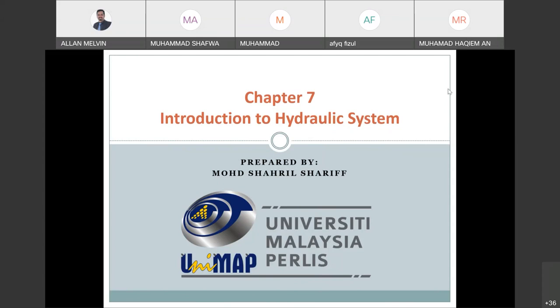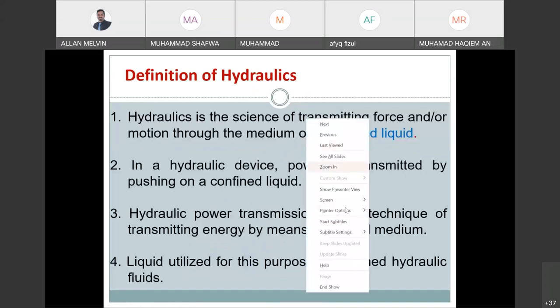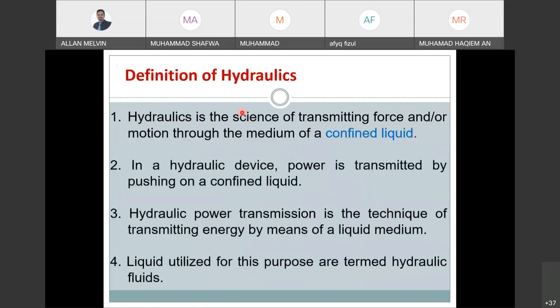To design a hydraulic system, you cannot use pneumatic. You need to use FluidSim H. So pastikan you gunakan software yang betul lah. The definition of hydraulics: hydraulics is the science of transmitting force and or motion through the medium of confined liquid. In comparison to pneumatic, which uses compressed air, hydraulic uses a confined liquid.